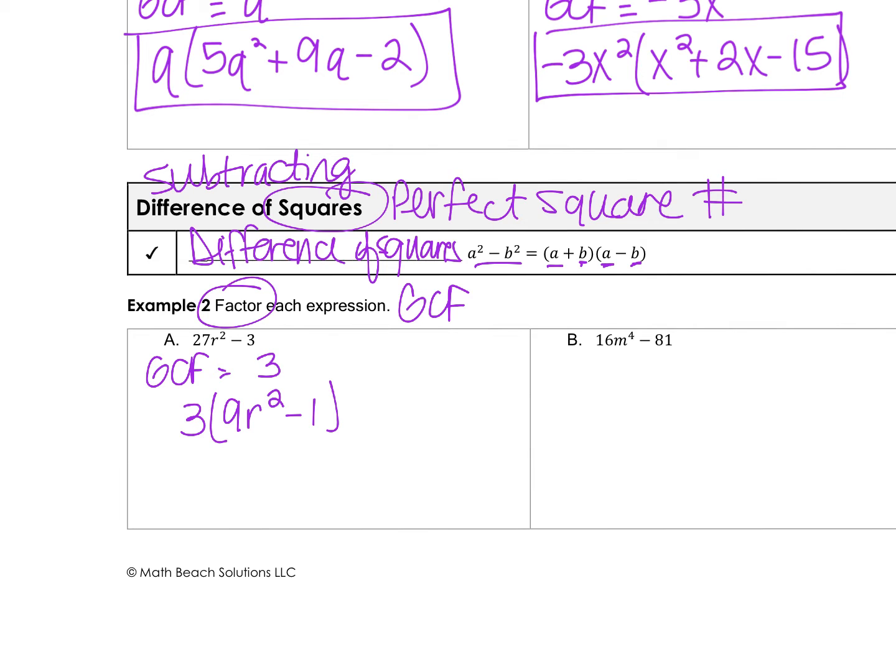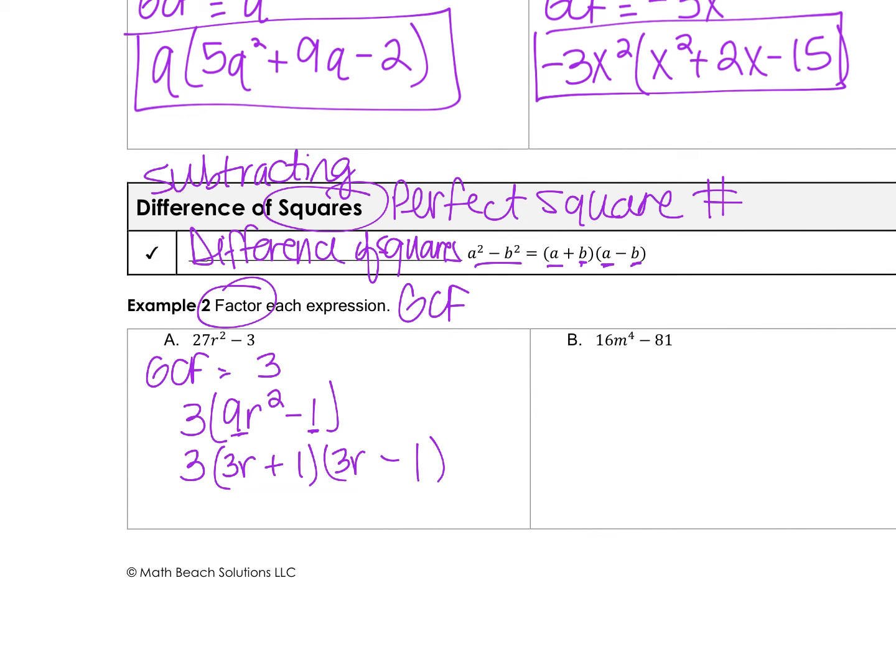So after I have factored out my greatest common factor, I need to look at how many terms I have. Notice I have 2 terms, so I want to check for difference of squares. We are subtracting. 9 is a perfect square, so is 1. So I'm going to bring my GCF down, and I'm going to set up 2 binomials, so 2 sets of parentheses. When I take the square root of 9r squared, that gives me a 3r. So 3r times 3r gives me 9r squared. And then the square root of 1 is 1. So I should have a plus 1 and a minus 1.